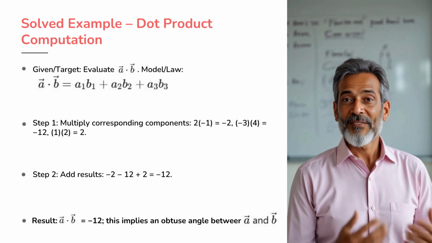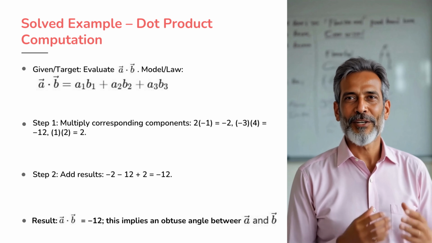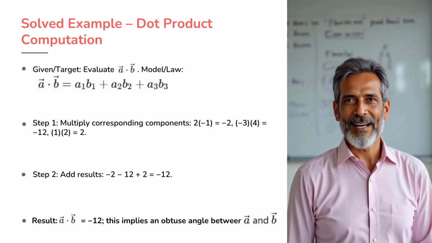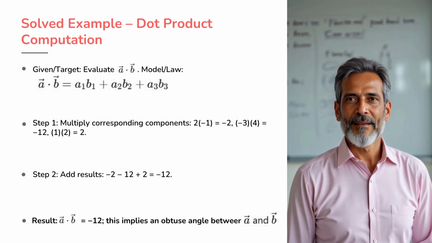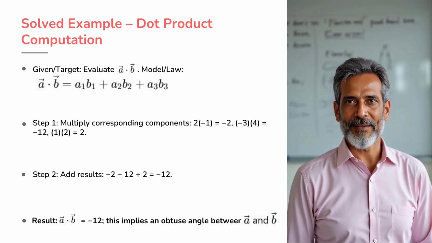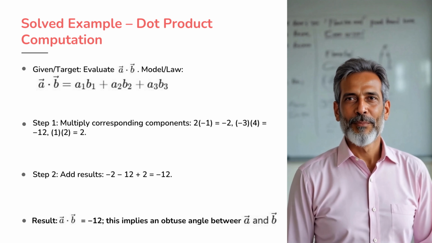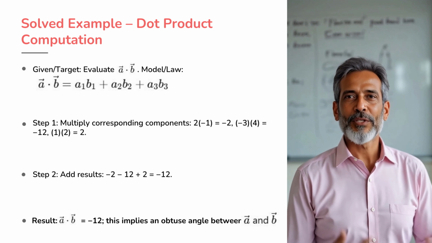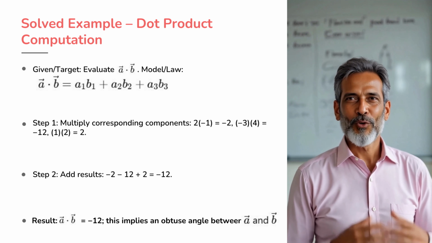Next is the associative law. The way we group vectors doesn't matter. Whether you add A and B first, then add C, or add B and C first, then add A, the final vector stays the same. Formally, open bracket A plus B close bracket plus C equals A plus open bracket B plus C close bracket.